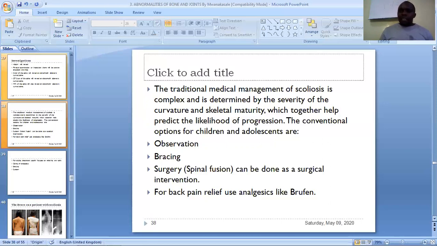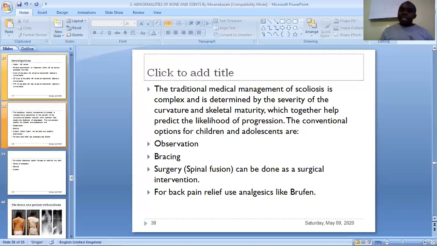So what should be done? If one or two vertebrae, adjacent vertebrae, are a bit mobile, you have to get them fixed surgically or fused surgically so that there is no further mobility in between the two or more adjacent vertebrae. So the surgical fusion of two or more adjacent vertebrae is what we're going to call spinal fusion, which is actually the surgical intervention that can be done in scoliosis.